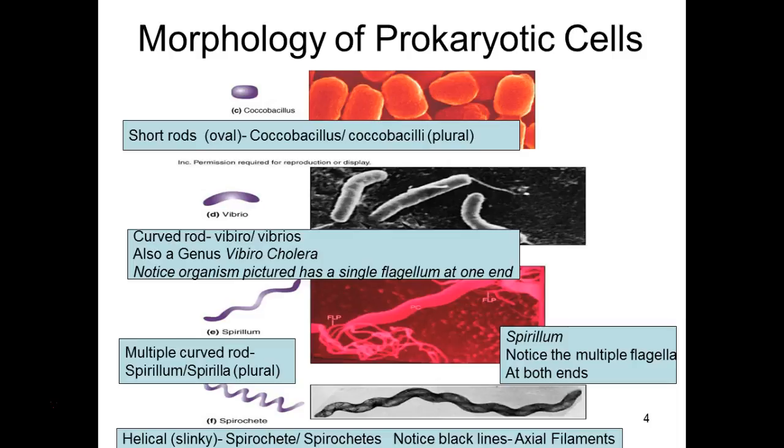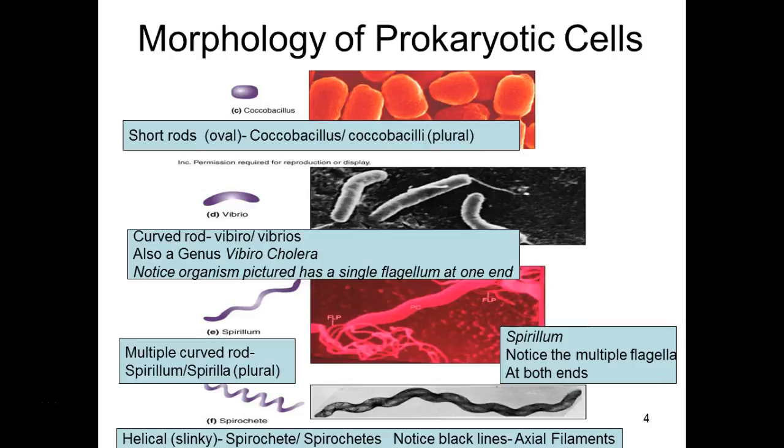The next would be Spirillum if you're talking about just one, or Spirilla if you're talking about more than one. These guys have multiple curves to them, so it's like a really long rod with multiple curves. Most of us know what a spiral is like. And again, in this picture, notice these thread-like things. These are flagella, multiple flagella at both ends of this organism.